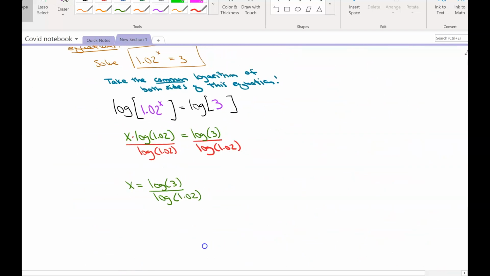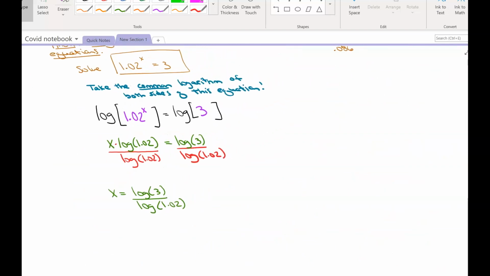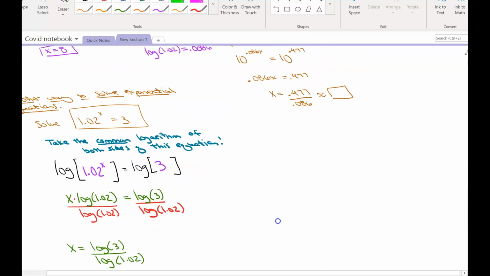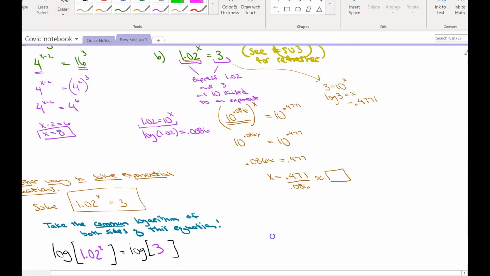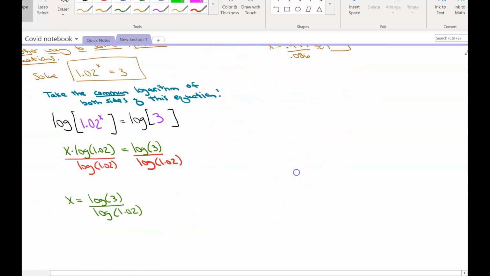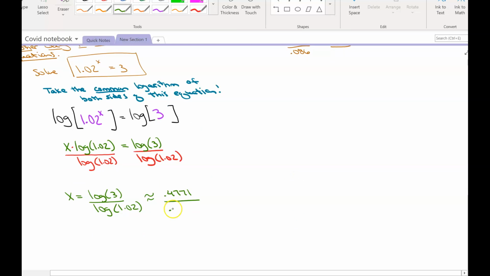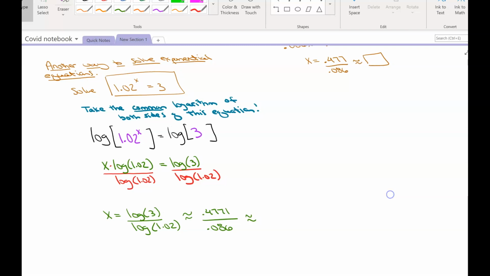So you're wondering, oh, Miss Yam, then how do I get my decimal answer? Well, if you had a calculator, you would just calculate log of 3, and luckily we did it up here. What's log of 3 again? 0.47, yeah. So with a calculator, you would go over here and say 0.4771 over 0.086, and then you'd finish that calculation. But without a calculator, if this was a non-calculator question, this is your final answer.